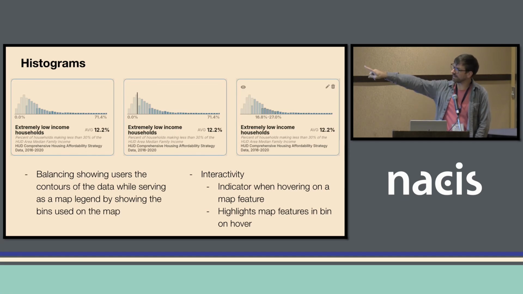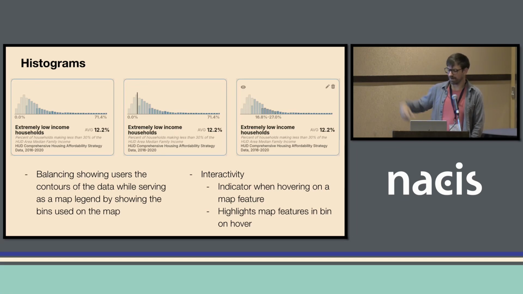So in the middle here, the user is hovering over one of the map features, and we're showing you, as you hover, where that feature is in the histogram. And on the other side, if you mouse over some part of the histogram, you'll highlight that bin. It's a little bit hard to see here because we don't have a mouse cursor, but there's a mouse cursor over the middle bin there. So we're showing you the range of those values and also highlighting them on the map.